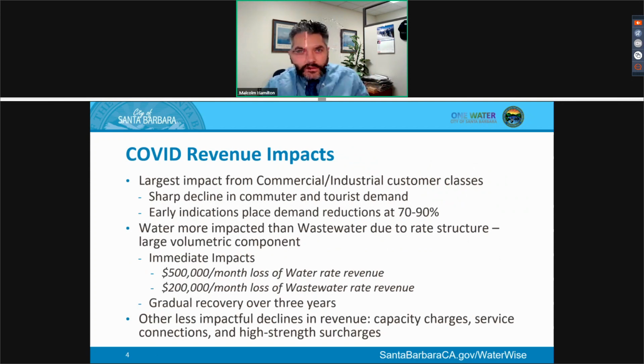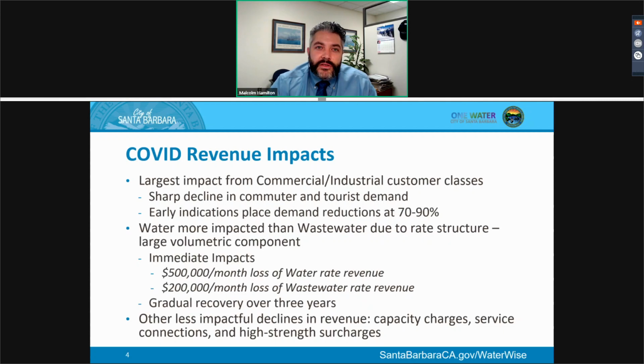So looking at the immediate impacts from the COVID pandemic, the largest impact for both the water and wastewater fund is going to come from the commercial industrial customer class. As you can imagine, every day in Santa Barbara in normal times, there is a huge imported water demand that comes in the form of tourists and commuters. And that has essentially been wiped out. So our early indications of the reductions in commercial water demand is around 70 to 90%. We have taken a look at the wastewater flows into the wastewater treatment plant, and that somewhat correlates to about 70% reduced demand in water.